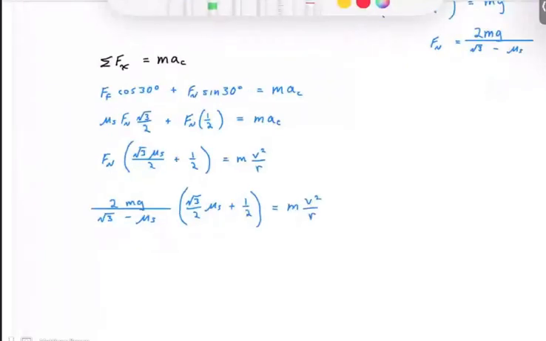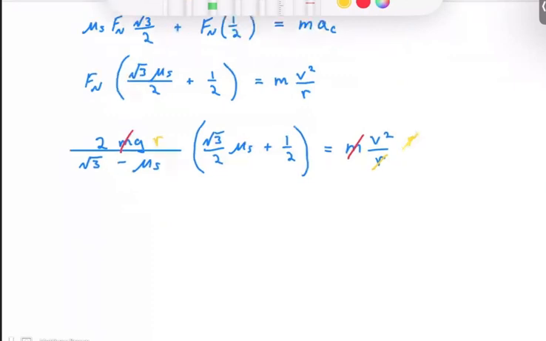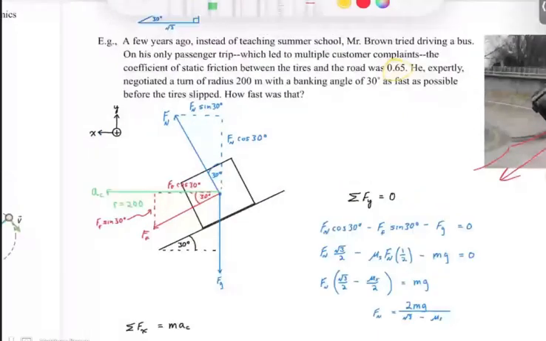Well, now I see why I didn't have a mass, because I didn't need one. If you look at both sides of this equation, you will see the mass term. So since that's there, I can just divide both sides by m or cancel that out. I've also got an r on the bottom of the second one here, so let me multiply both sides by r, because ultimately I want v, right? I do actually have mu s here. That was given to me as 0.65 up at the top here.